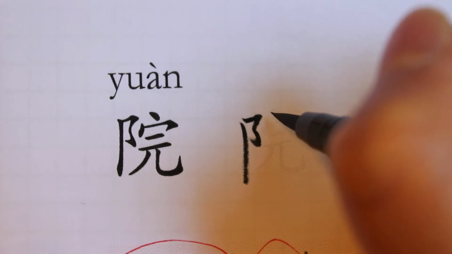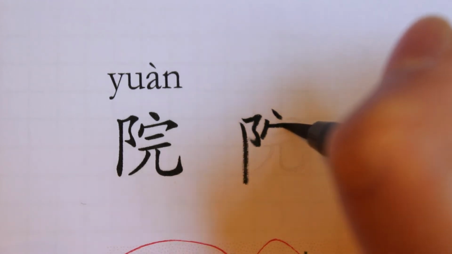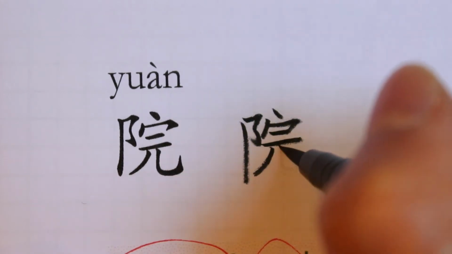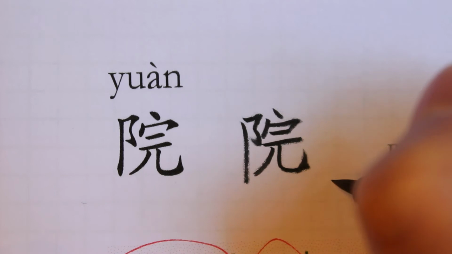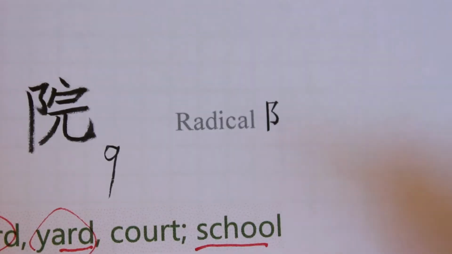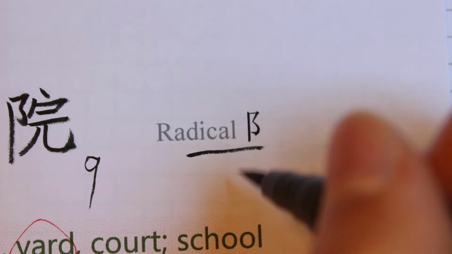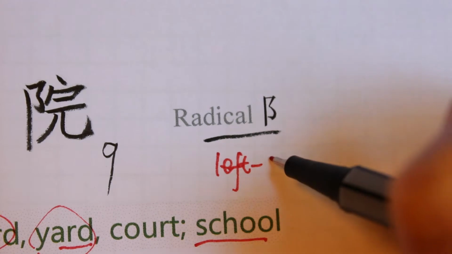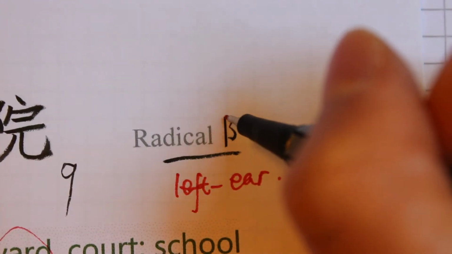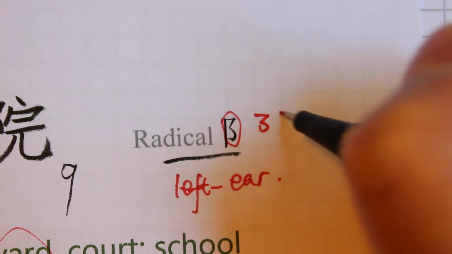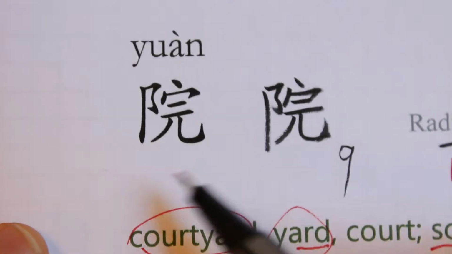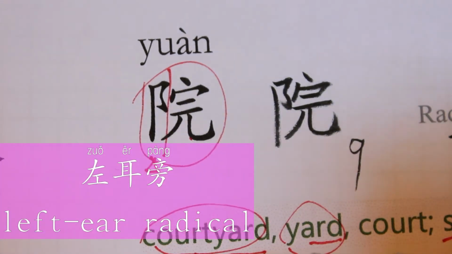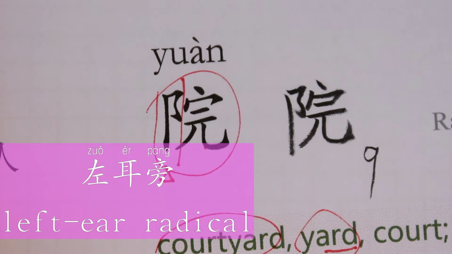一、二、三、四、五、六、七、八、九. So 院 has 9 strokes, and its radical is the 左耳旁, which means the left ear radical. So this shape is like an ear, right? Ear radical. And it stays on the left of this character, so it's called 左耳旁. Okay, next.